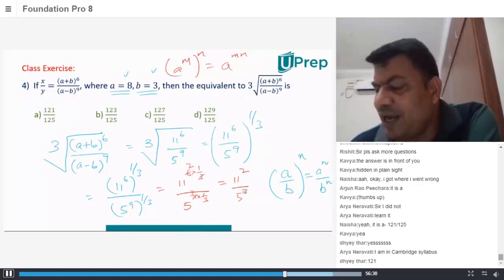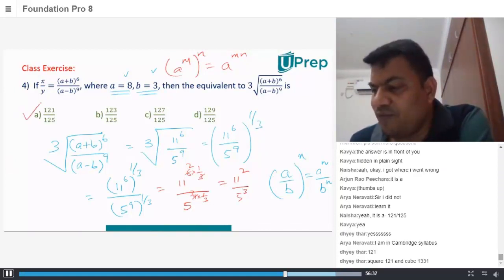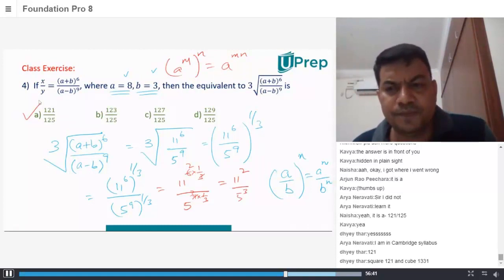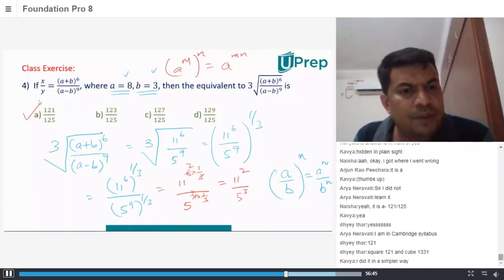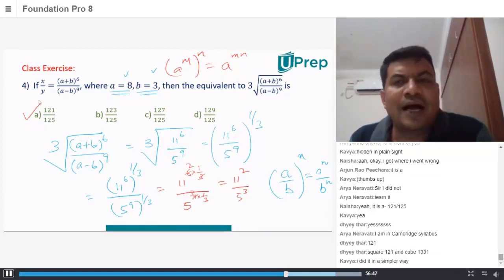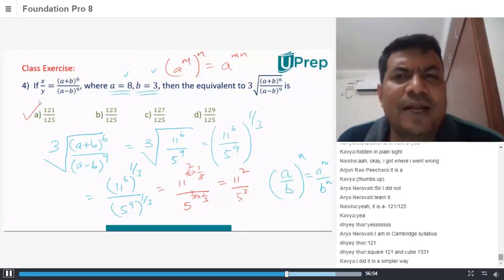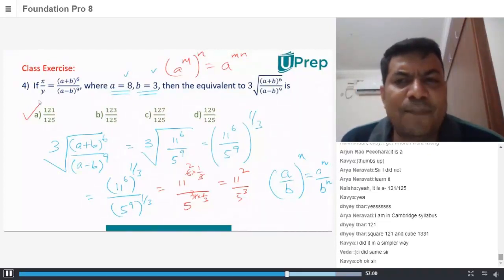Okay. 11 squared by 5 power 3. Therefore, answer is 121 by 125. Okay. So now 5 cube is 125. Kavya, I know there is an easy way to do this, but I'm trying to explain for the people who did not understand the basic way of solving this. To be very true to you, it's a single step problem.